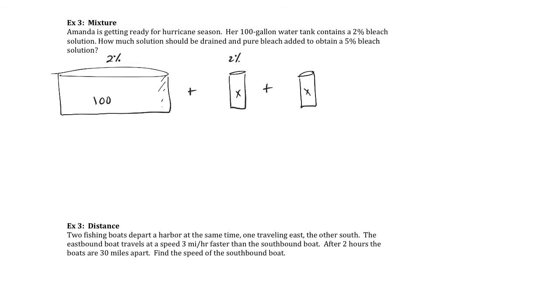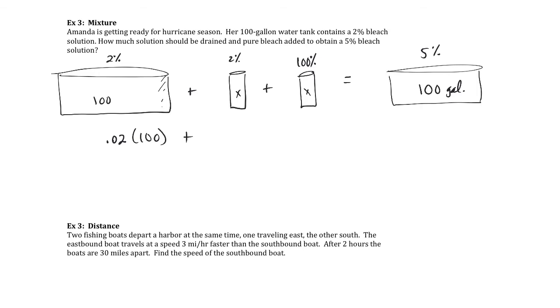with pure, so that's 100% bleach, because I want my tank, once it's filled back up, to be 5%, and that's filled back up, so that's 100 gallons. So then I can set this up as 2% times 100 plus 2% times x plus 100%, so that would be 1x is equal to 5% times 100.